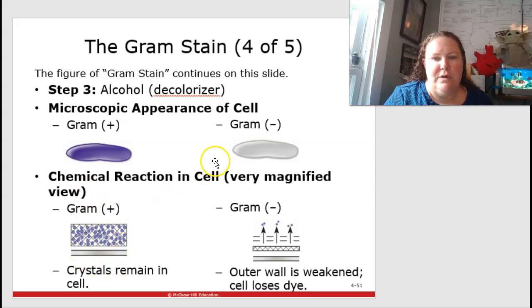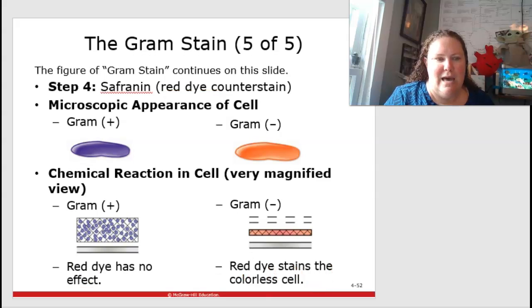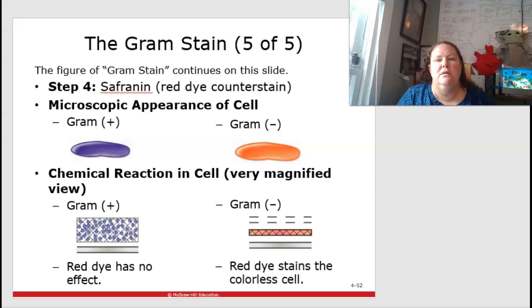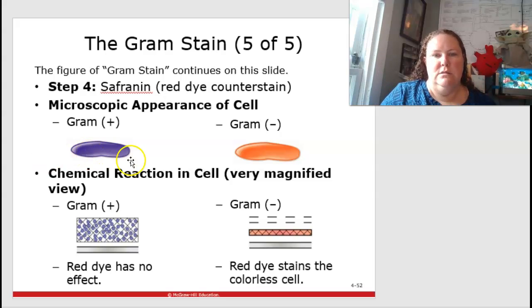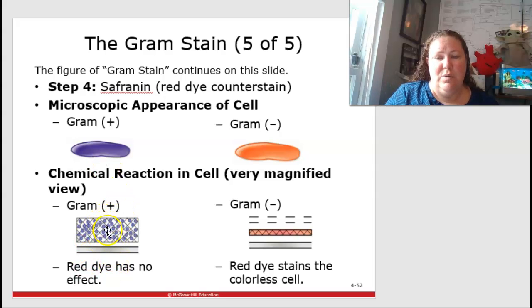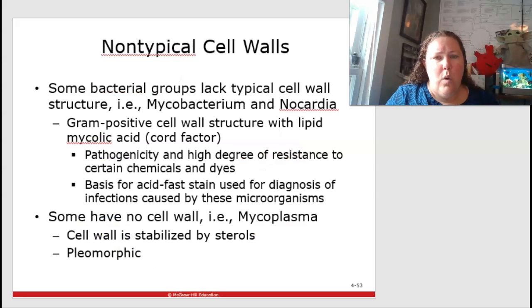And then the chemical reaction, again very magnified, for gram positive, the purple crystals are going to remain in the cell, whereas in the gram negative, they're going to be weakened and lose that dye. So again, for the microscopic appearance of the cell, we're going to do the counterstain, which is the safranin, the red dye counterstain. Your gram positive is already filled, so the red dye is not going to have any effect, so they're going to remain purple. For the gram negative, it will be able to fill it, and the red dye is going to stain the colorless cell.